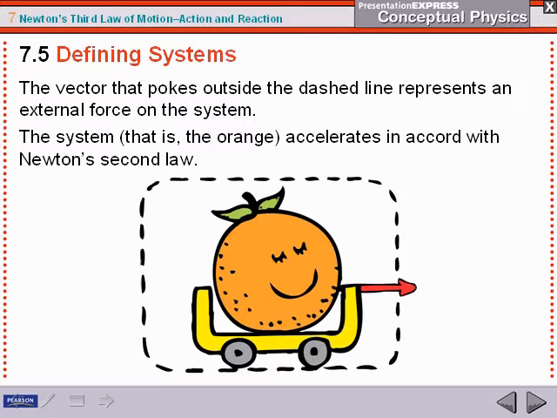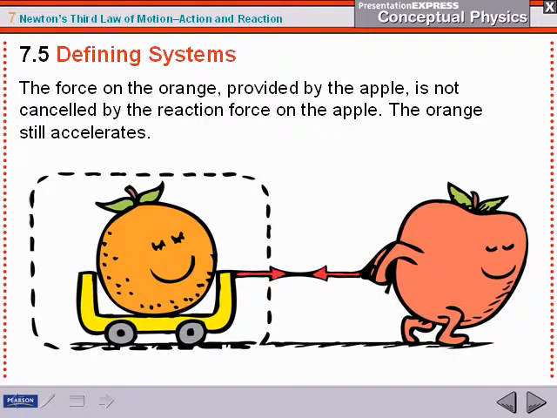So the thing to look at here is that the line comes outside of the system, so it indicates the force is from outside the dotted line system. And if it's external to that system, then it's going to accelerate the orange. It's actually going to have a force on the orange.